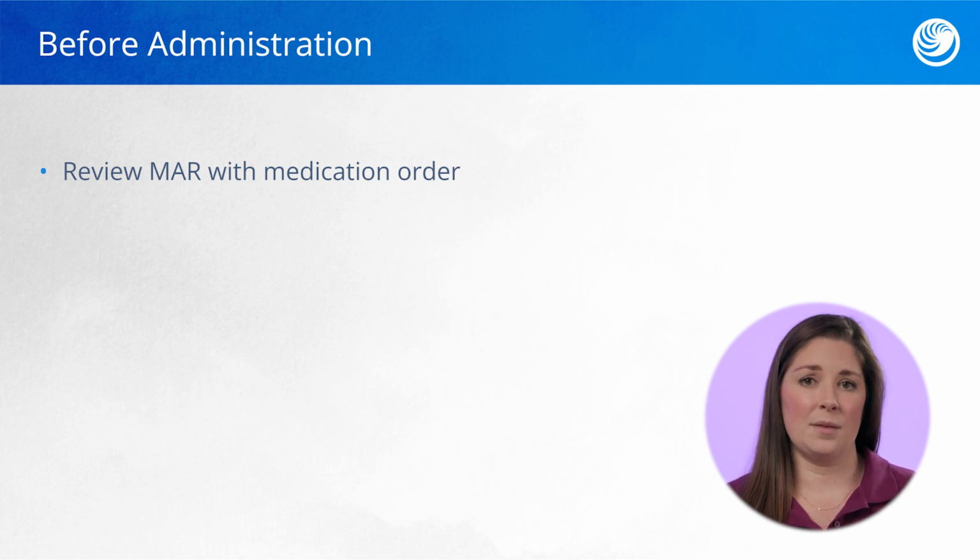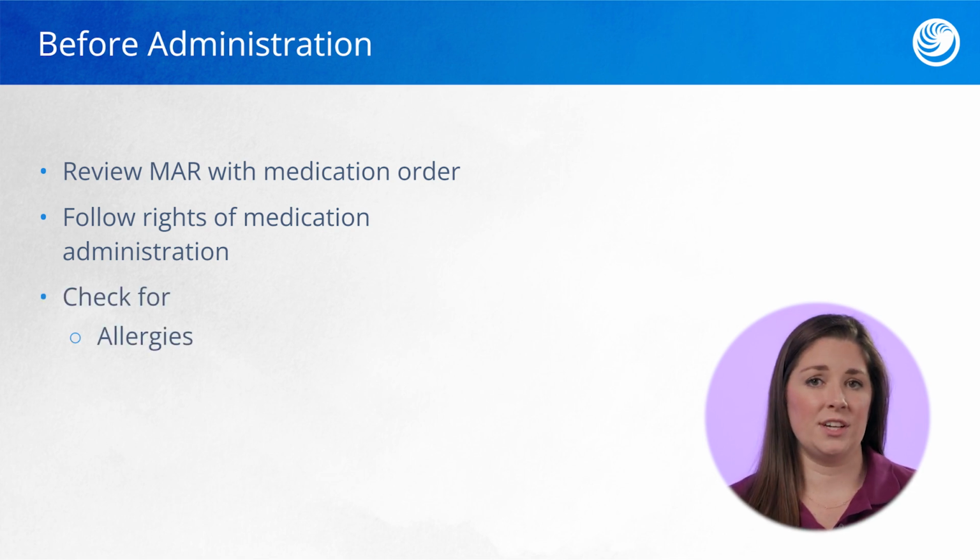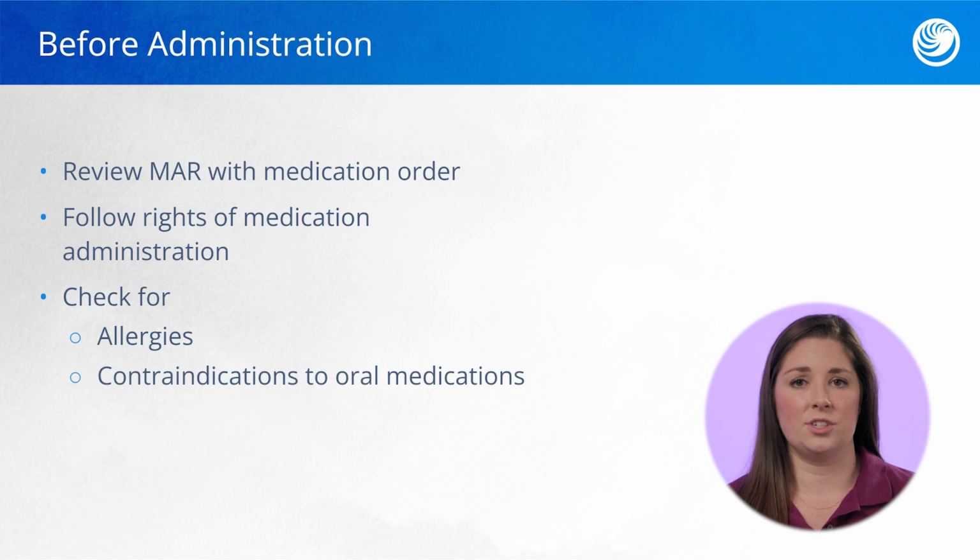The second step will be for the nurse to follow the 7 rights of medication administration. This is so the nurse can decrease any risk of error or administering the wrong medication to the wrong client. The most common medication errors occur when the 7 rights are not followed. The nurse will also need to check for any type of medication allergies as well as contraindications for the client to take an oral medication.